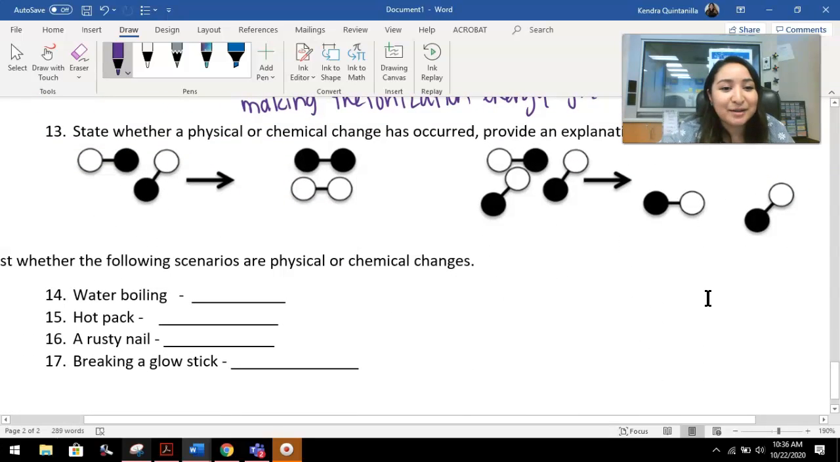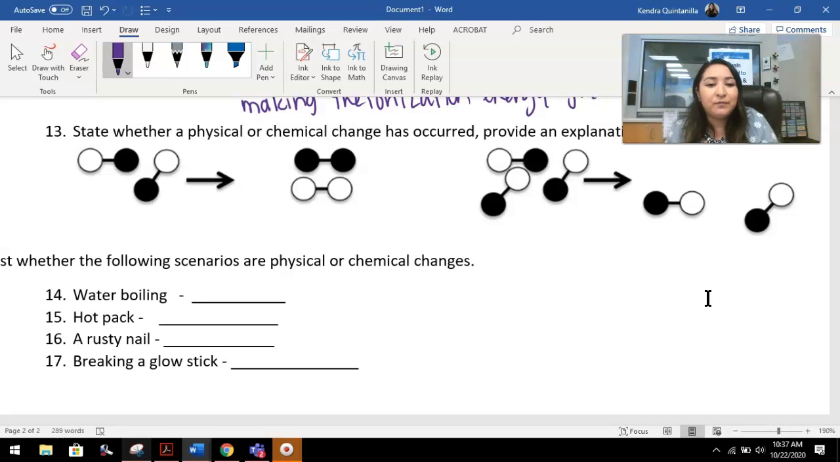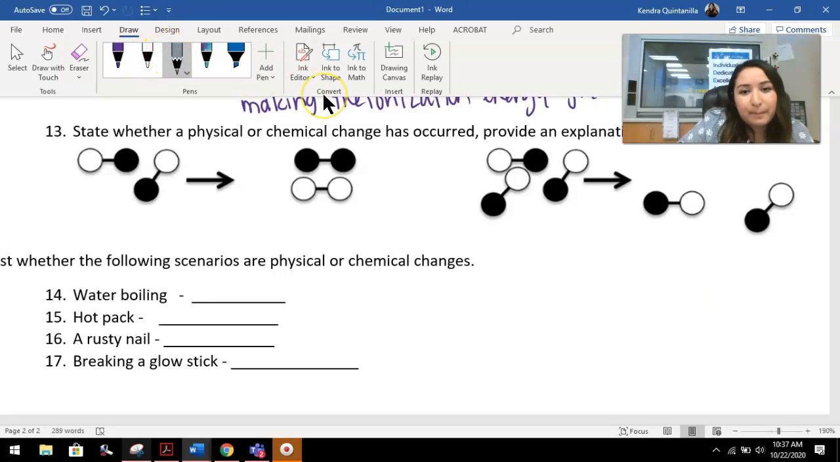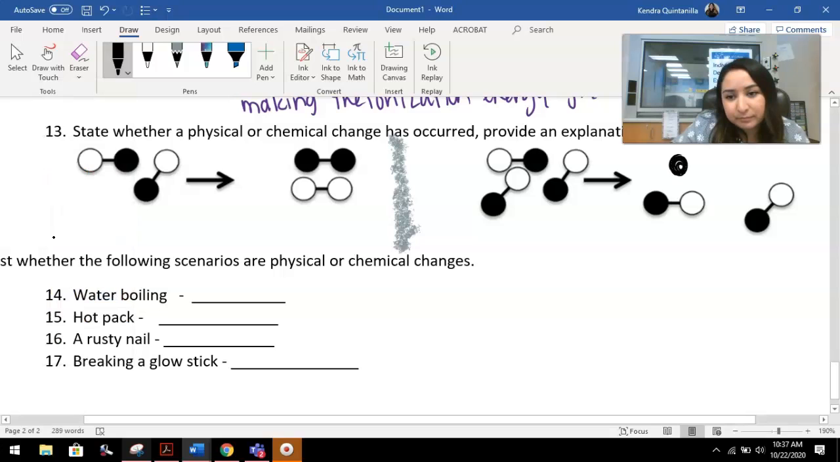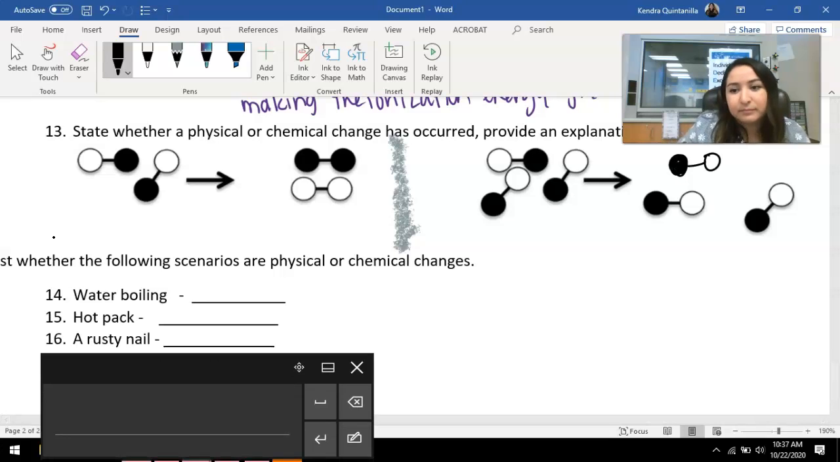All right, we're almost done. Let's look at question number 13. It says, state whether a physical or chemical change has occurred. Provide an explanation for your answer. Just to remind you, you can definitely pause if you need to. So on this one to the left, know that these are two different questions. That's one question. The one on the right is another one. And there's actually a little mistake on this one. There's supposed to be one drawn on here. For some reason, when I snipped it, it disappeared. So there's another one there.